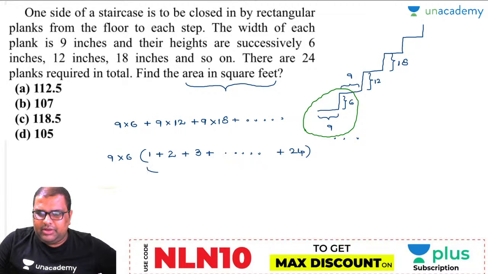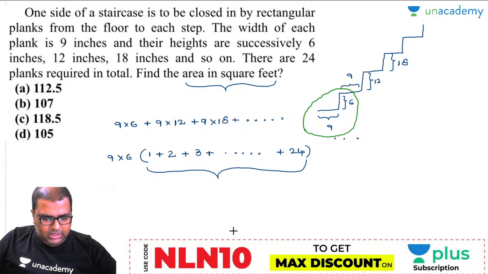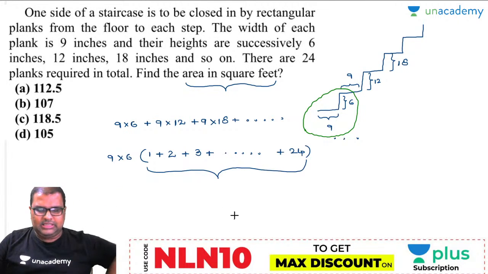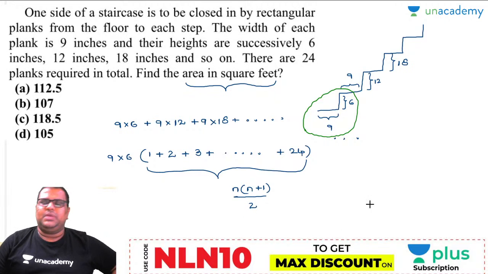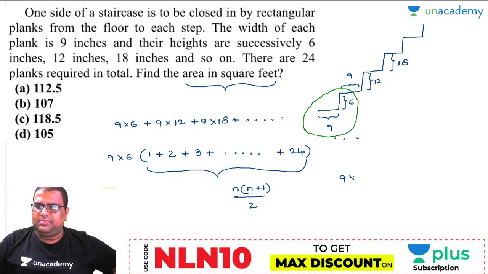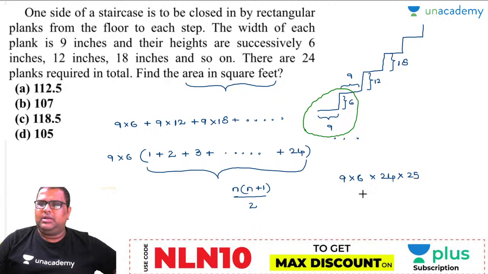Yes. Now see here, when you closely observe there, the bracket is in the format of arithmetic progression, or otherwise you can directly write it as sum of n natural numbers, n into n plus 1 divided by 2. Will you accept this? Both are same. So 9 into 6 into n is 24, n plus 1 is 25 divided by 2.